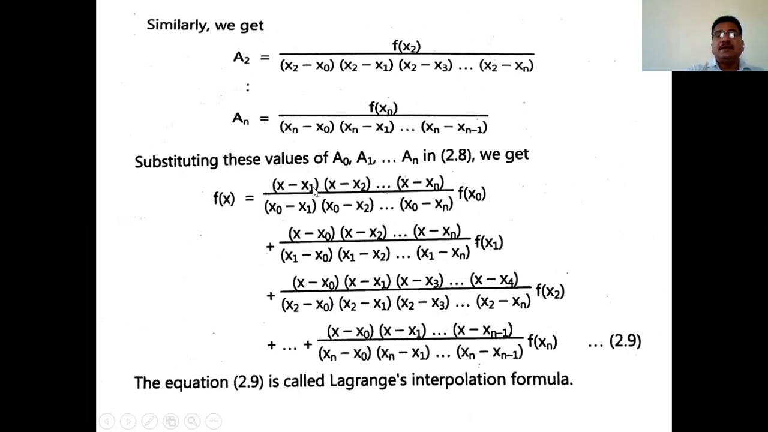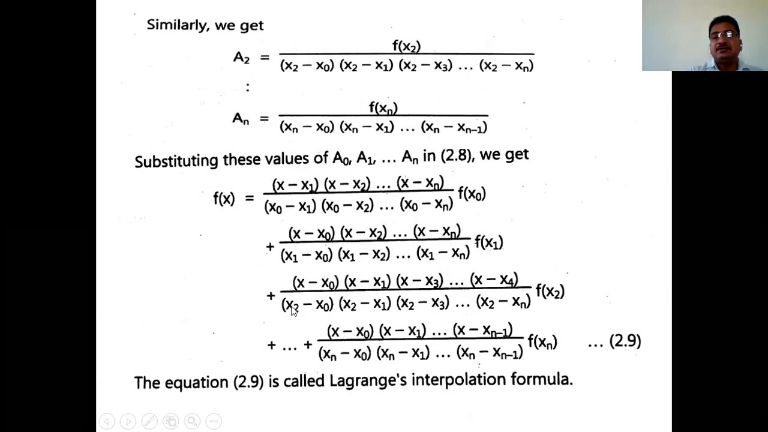Here there is no x minus x naught term. Here there is no x minus x1 term. Here there is no x minus x2 term. Here there is no x minus xn term. So divide by what? x naught minus x1. So just write x as x naught, x as x naught, x as x naught. Here just write x as x1. Then x1 minus x naught, x1 minus x2, x1 minus xn.